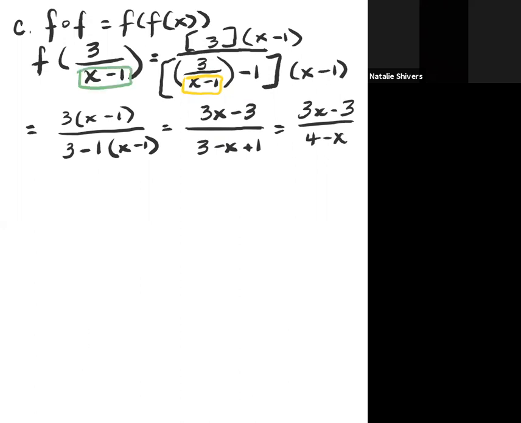Beginning, end. So my domain here is x such that x is not equal to 1 or 4.